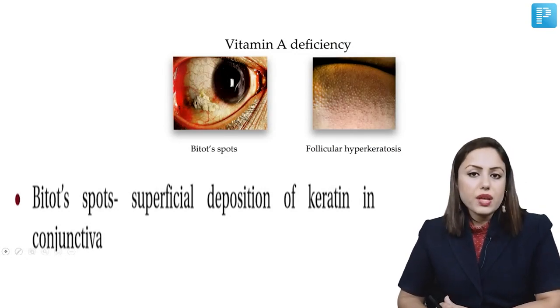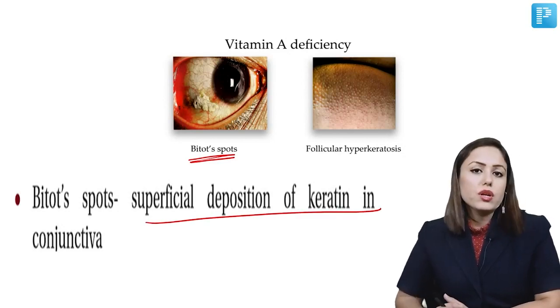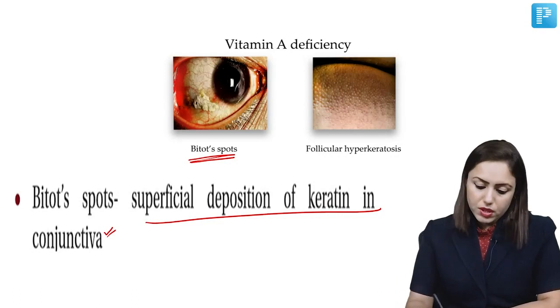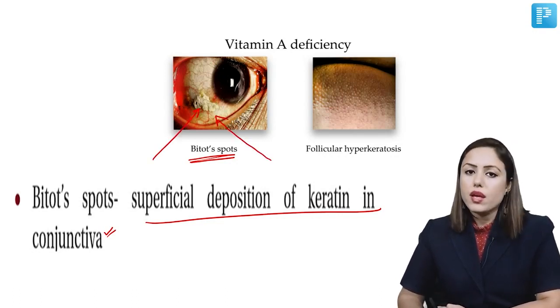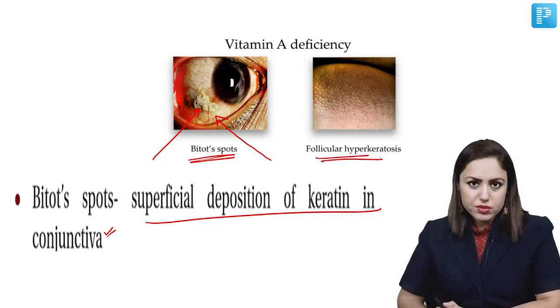Then coming to vitamin A deficiency, where we have Bitot spots. These are superficial deposition of keratin in the conjunctiva. You can see superficial deposition of keratin in the conjunctiva, and a typical feature is follicular hyperkeratosis.